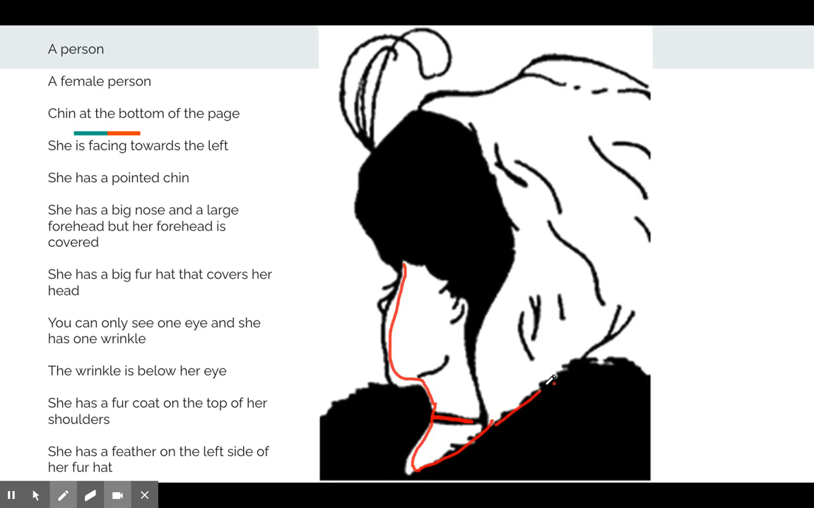Here, if you continue, are her shoulders. Okay, so there's the fur coat on her shoulders. Here's her eye right here with her one eyelash. And here's her wrinkle. Okay. And then she does have a big forehead, but it's covered by this big fur coat. All right. And there's the old lady. Hopefully you can see it. Obviously, and then her feather here.